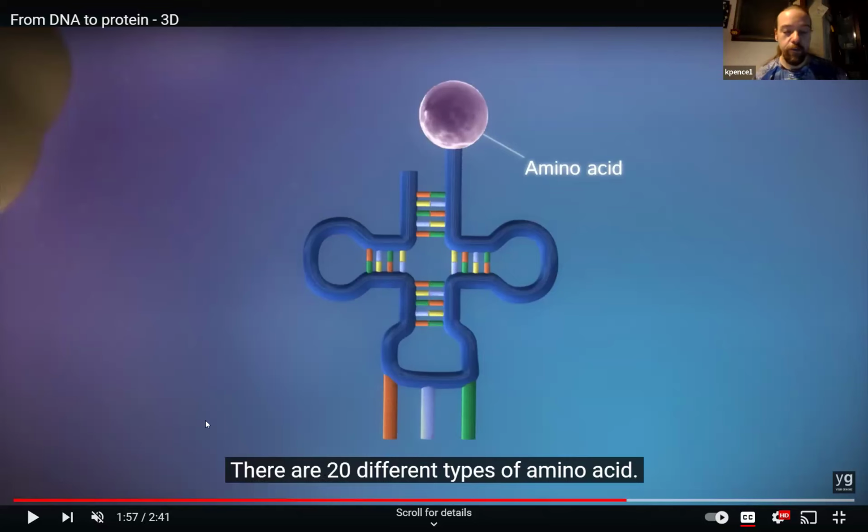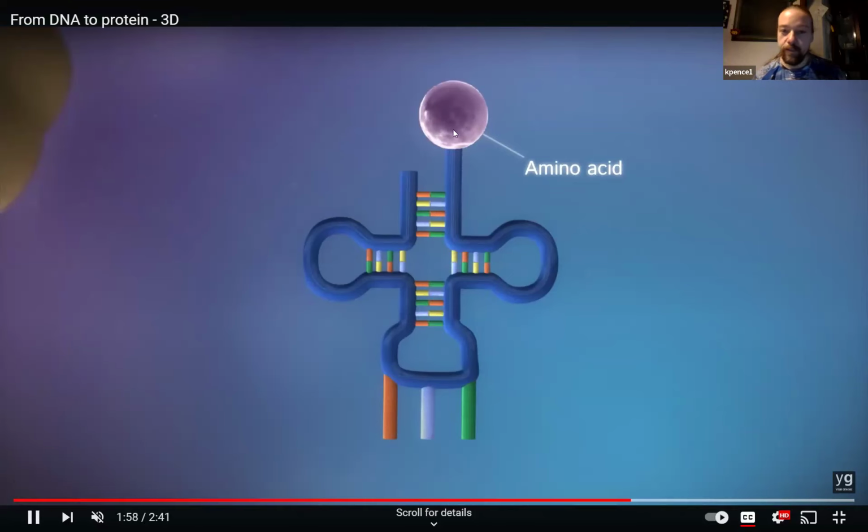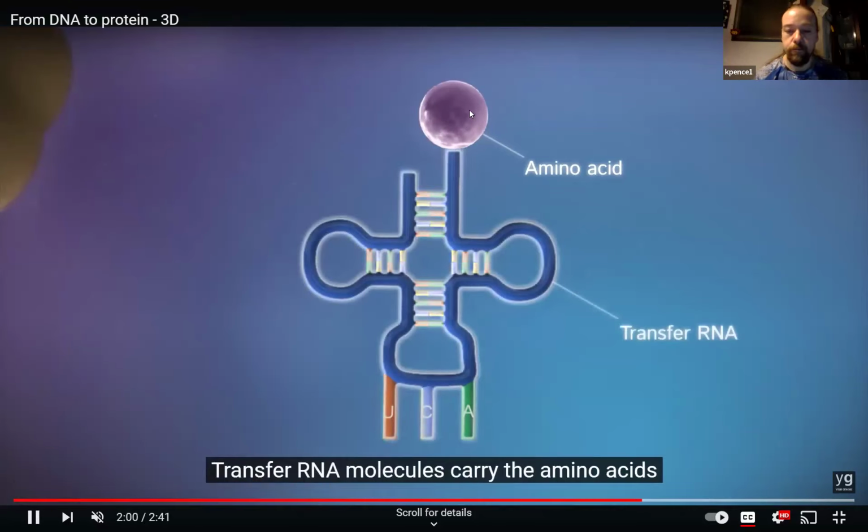So as you see, the RNA that we've created is going to be read through. So think of it like a printer. As it pulls the paper through, it reads the paper, and it prints off a protein.